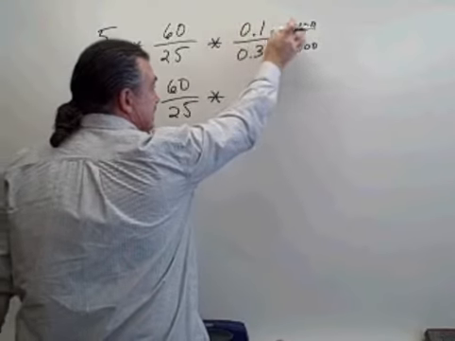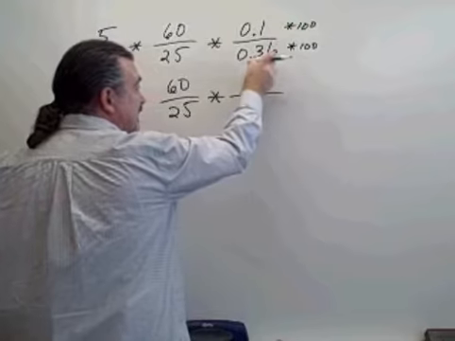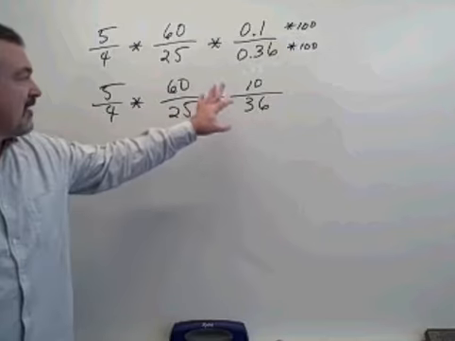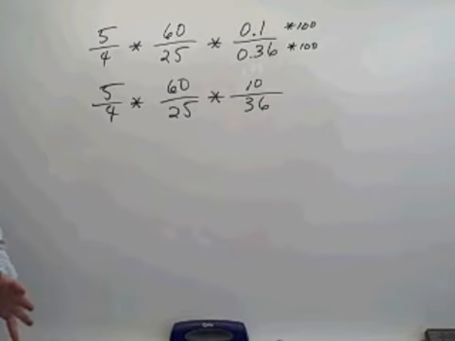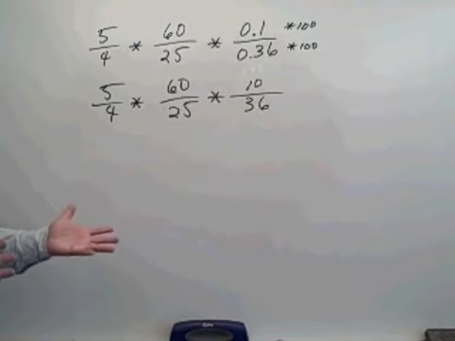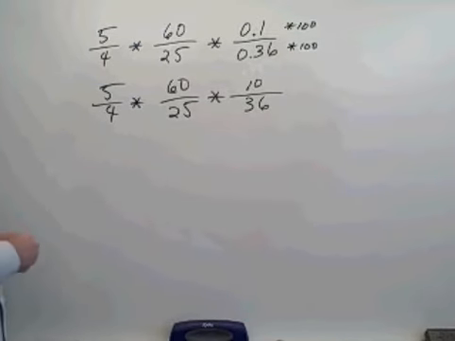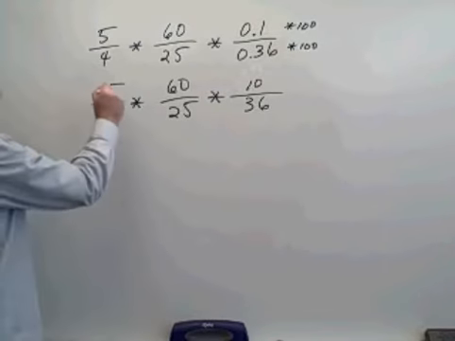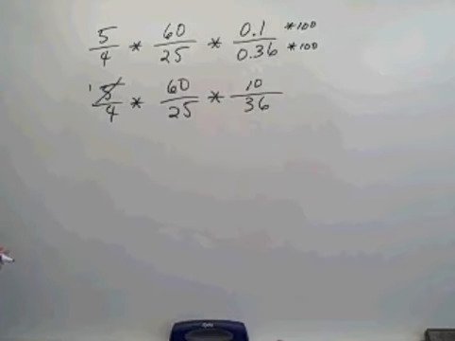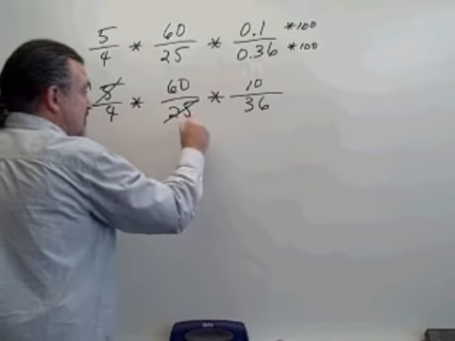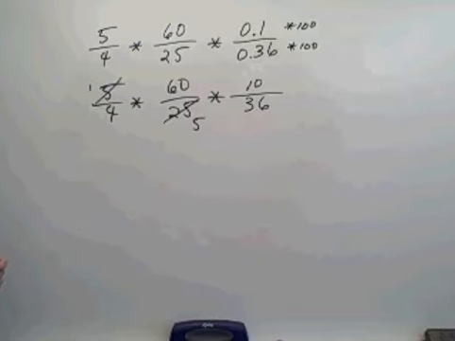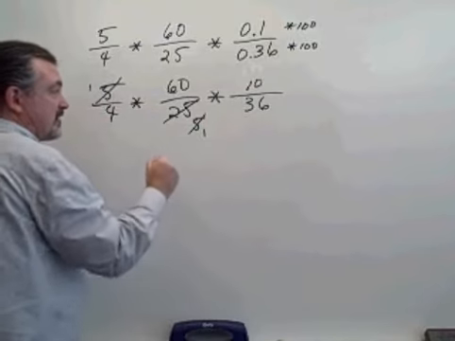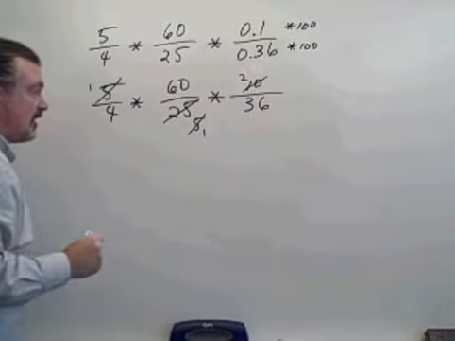So now, 1/10 times 100 gives me 10, and 36 hundredths times 100 gives me 36. And now I have a much easier problem to work with when it comes to reducing before I finish my multiplication. Well, one thing I should notice right away, 5 and 25 both are divisible by 5. 5 divides into 5 one time. 5 divides into 25 5 times. 5 will also go into 10. So 5 divides into 5 one time. 5 divides into 10 2 times.